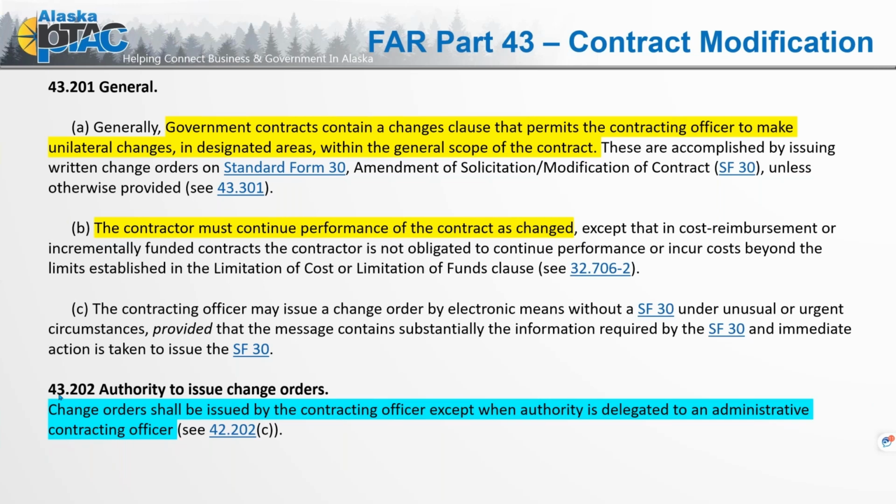The last sentence I want to pull out here, 43.202, change orders shall be issued by the contracting officer except when authority is delegated to an administrative contracting officer. Still note contracting officer. So even if the Corps, or if you're on a military base and the base commander comes through and says, yes, you are going to do this, keep in mind they are not the warranted individuals that are going to guarantee that they can pay you for that cost differential if there is a cost differential. And keep in mind that any changes are always going to impact time or cost, often both.